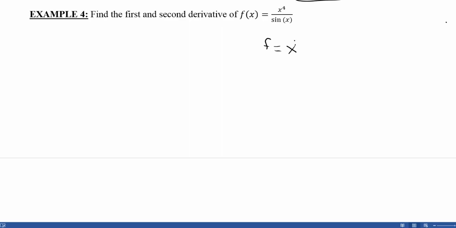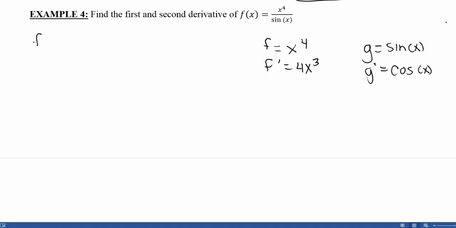So my top function is x to the fourth, which is my f, and my bottom function is sine x, which is my g. I need to find each of their respective derivatives. The derivative of x to the fourth is 4x cubed. The derivative of sine x is cosine x.